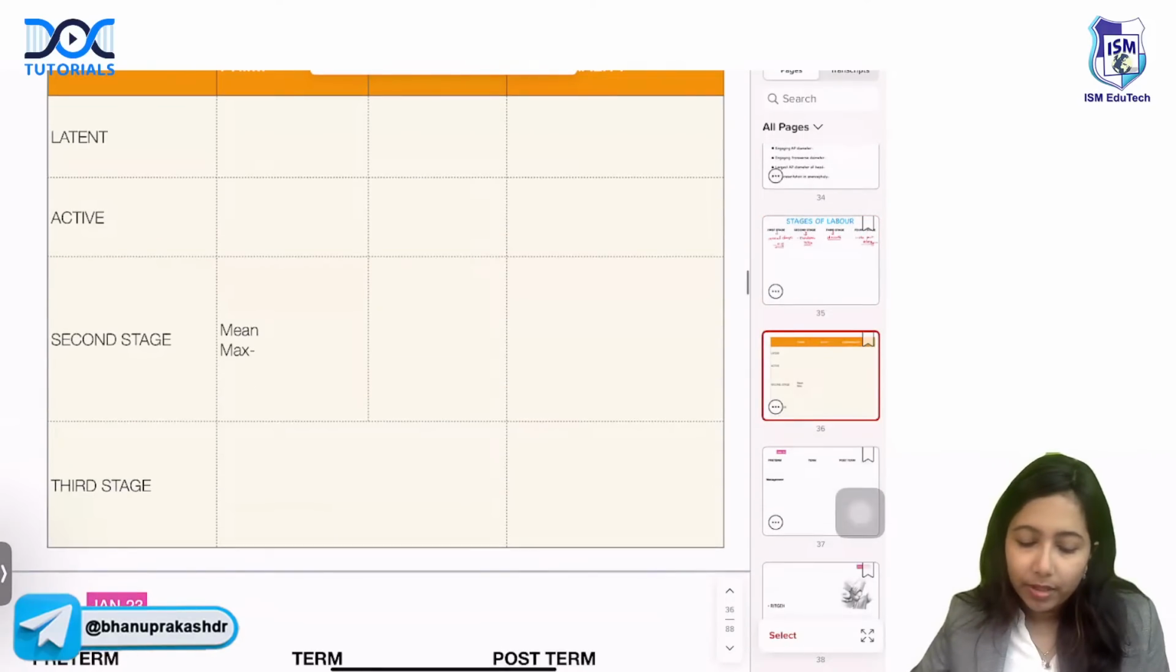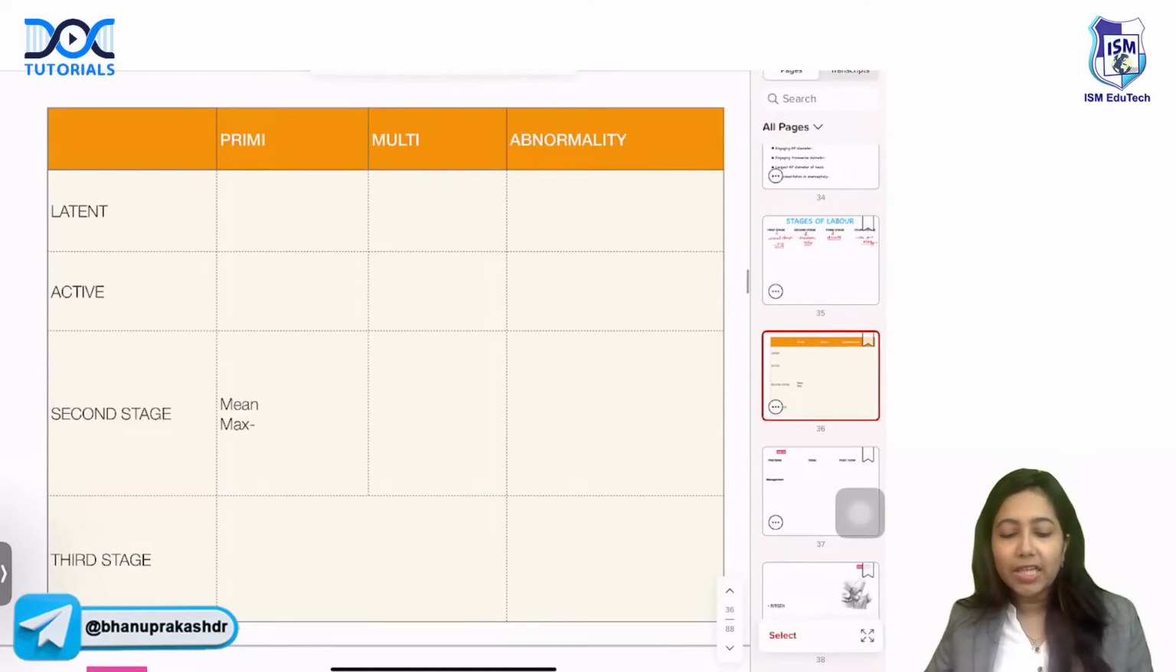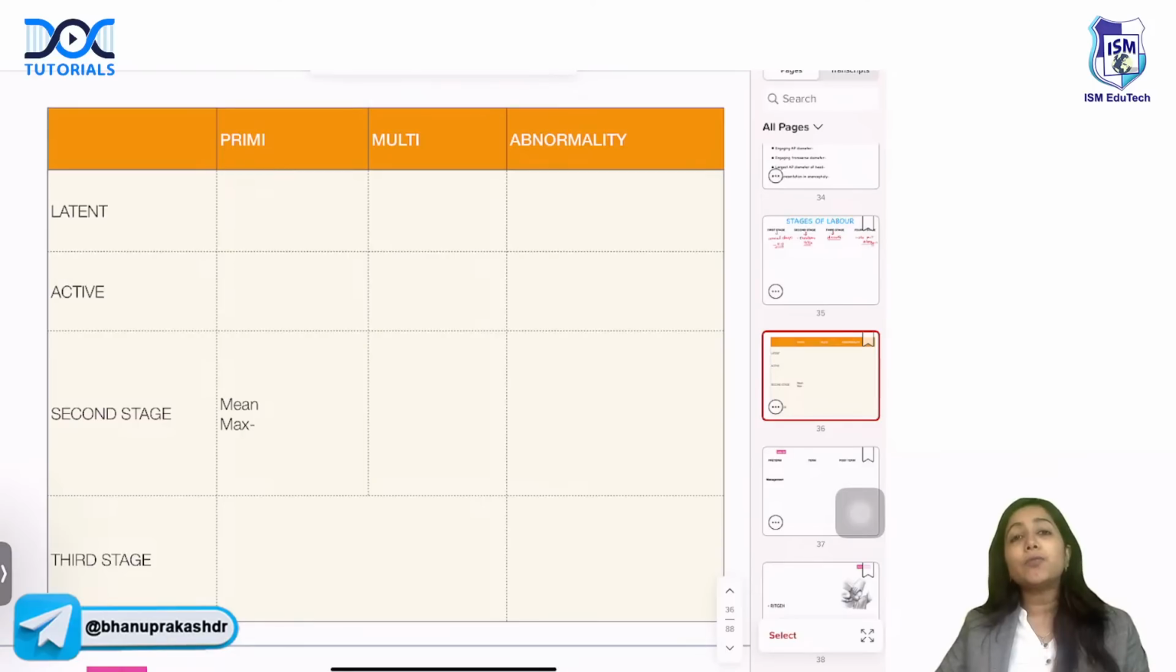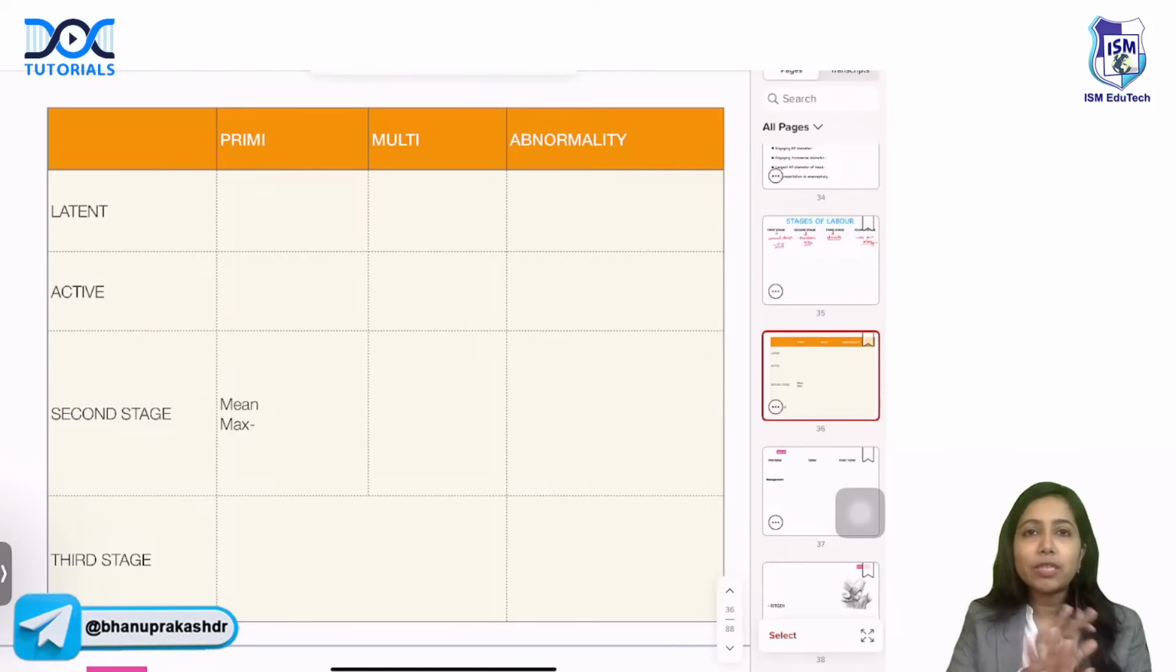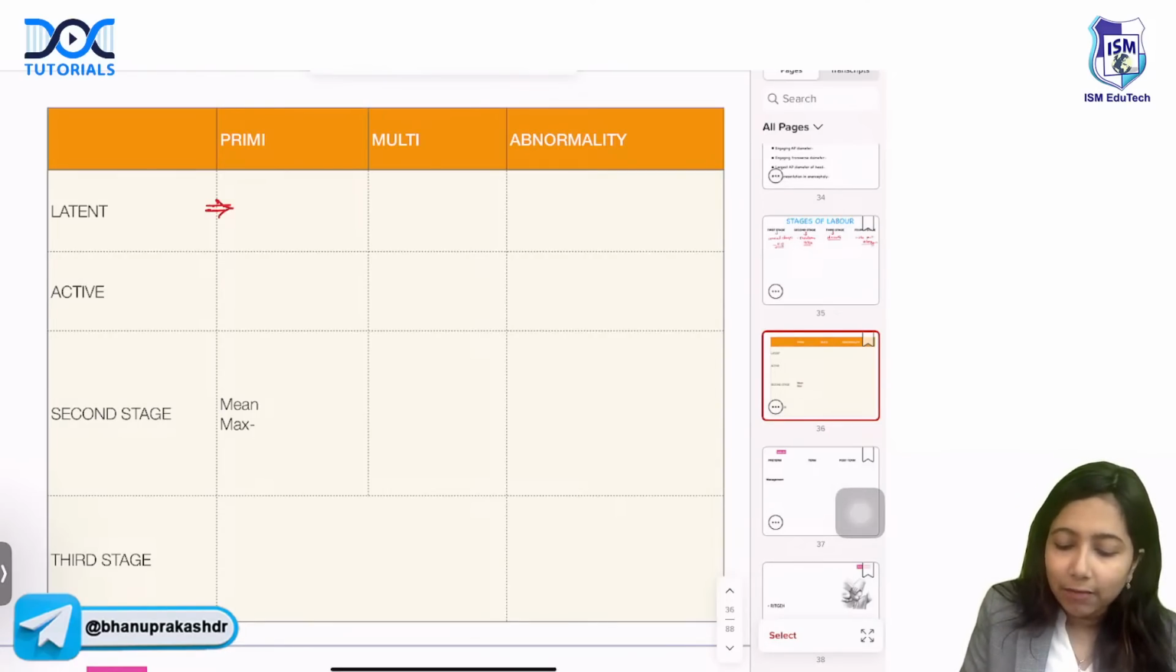So a bit more about the stages. The first stage can be divided into the latent phase and the active phase. In the latent phase, the cutoffs are different. I have simplified all the numbers that you have to remember here. The latent phase is different in primigravidas and multipara. In a primi, the latent phase is nearly 20 hours. In a multi, it is 14 hours.